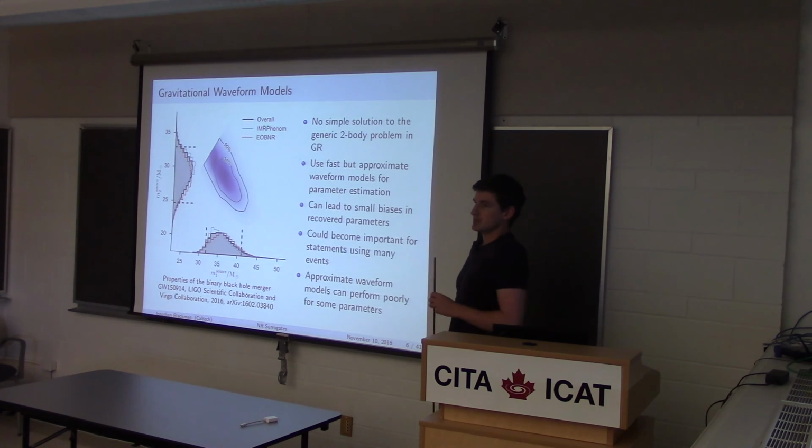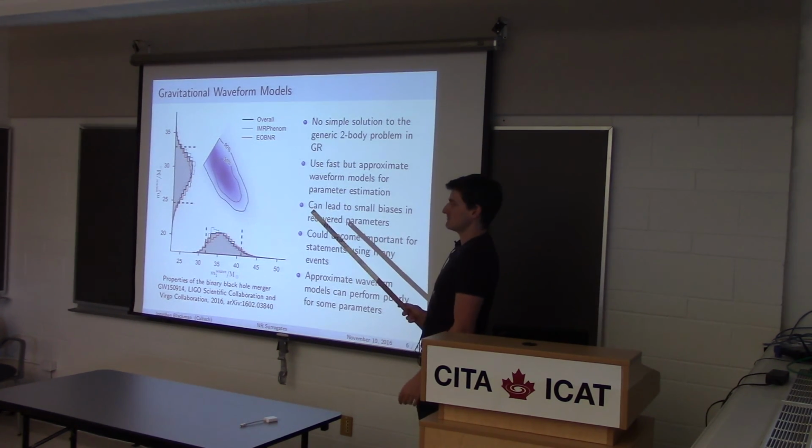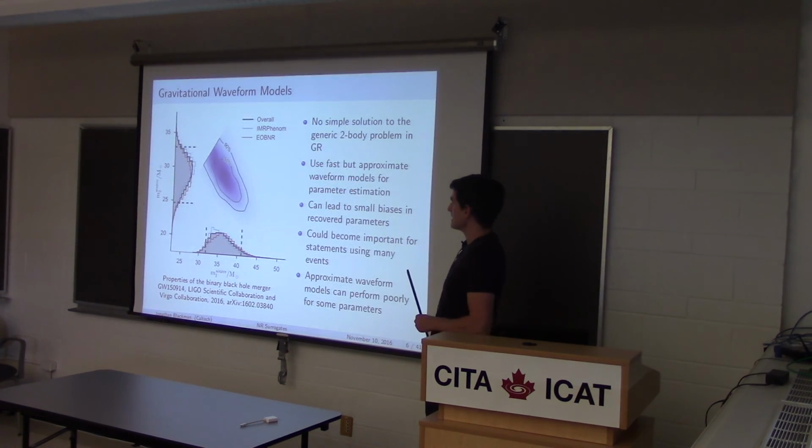So there's a problem in that we don't have a simple analytic solution to the two-body problem in general relativity. We don't have an analytic prediction for what LIGO should see in its detectors. So we have some very fast but approximate waveform models which can be used. That's what was used in the analysis of GW150914. There are these IMRPhenom and EOBNR waveform models.